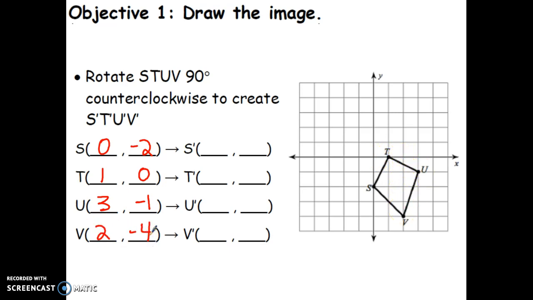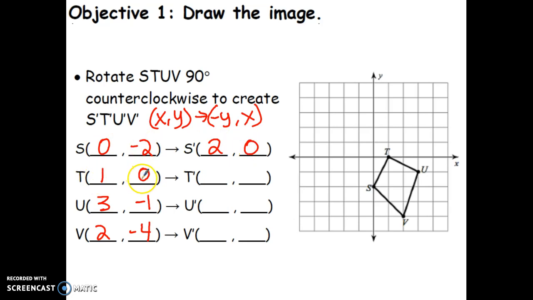So now that we have identified the ordered pairs for the pre-image, we simply need to apply our function for the 90-degree counterclockwise. And if we remember, our function for 90 degrees counterclockwise is (-y, x). So we know that we will have to change the sign of the y, and then we will swap x and y. So let's look at S first. We have to change the sign of y, so negative 2 becomes positive 2. And then we will simply swap them, so that will be (2, 0).